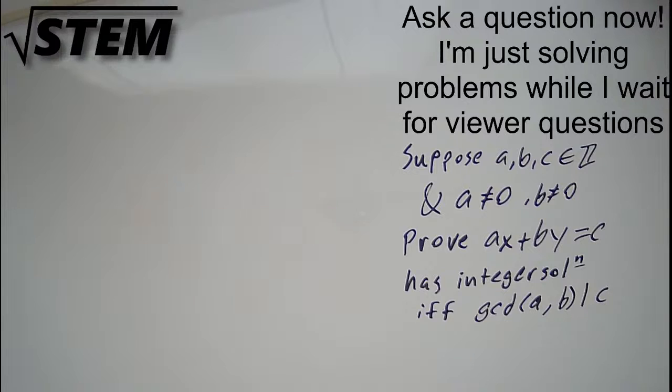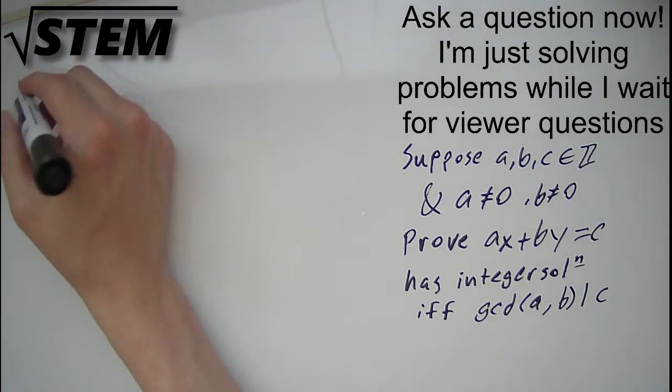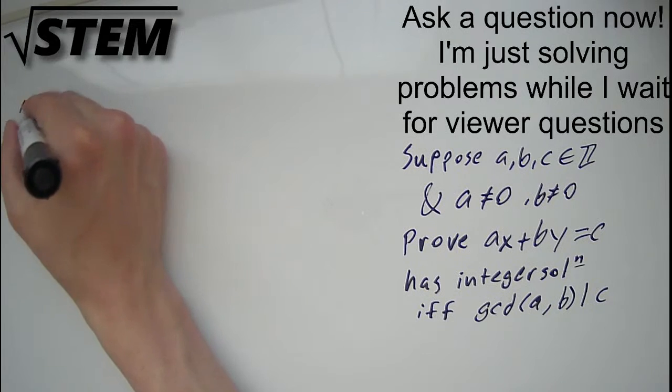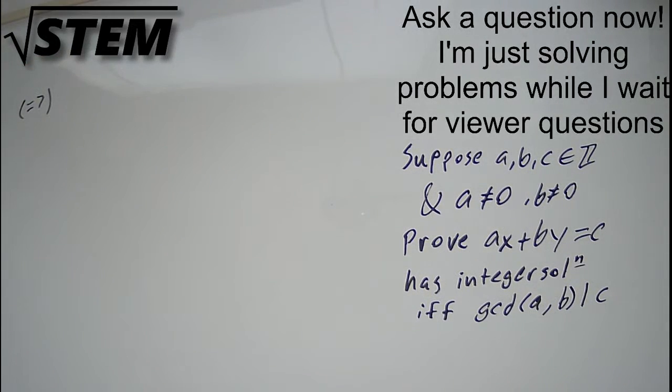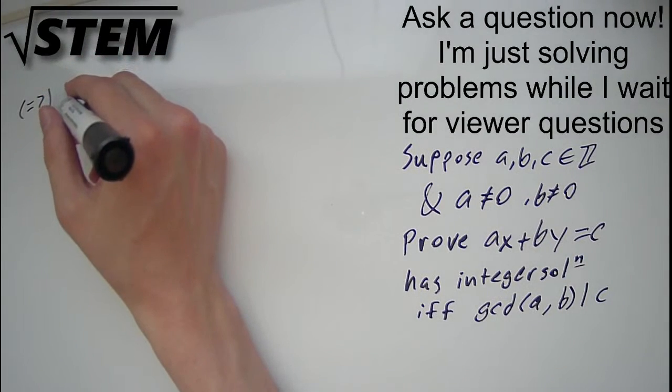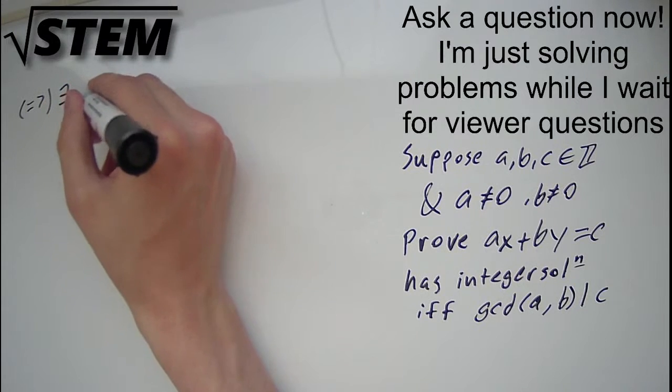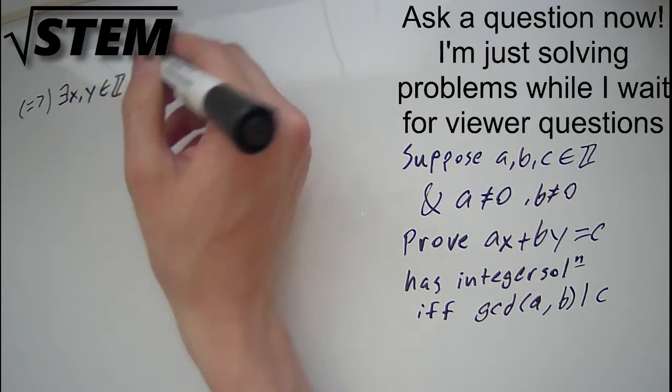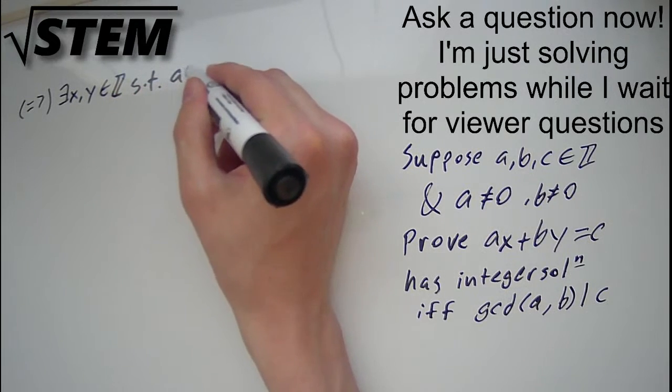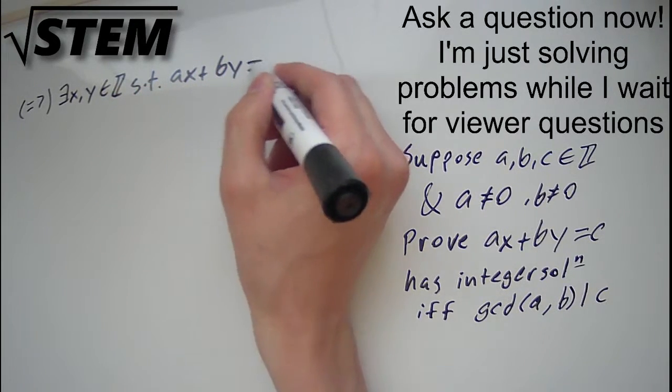So let's start with the forward case. We assume that we have integer solutions for X and Y, and then that implies the GCD of A and B will divide C. Then we'll look at the backwards case. So, going forward, we know that there exist X and Y in Z such that AX plus BY is equal to C.